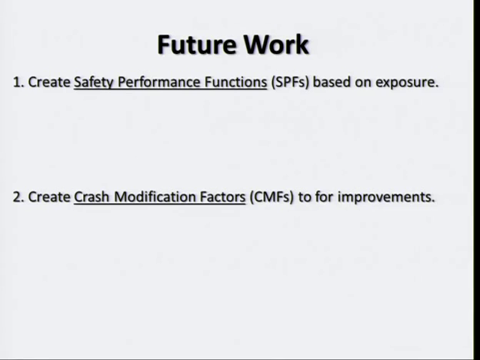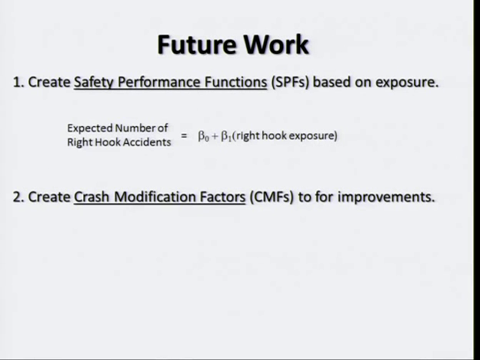Okay. So what Joe mentioned is the combination of these two things. The performance function is this equation that you plug in some exposure or some conditions, and then it'll be the expected number of accidents. So we haven't done this, but this is future work. What we'd like to do is say, well, if we have this right hook exposure, we put this into an equation, and it's going to give us the expected number of accidents.